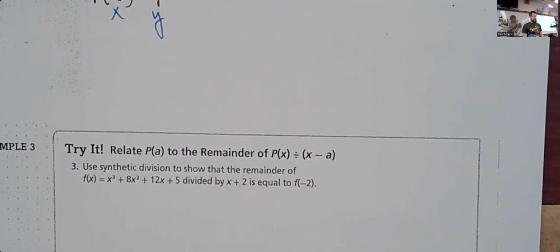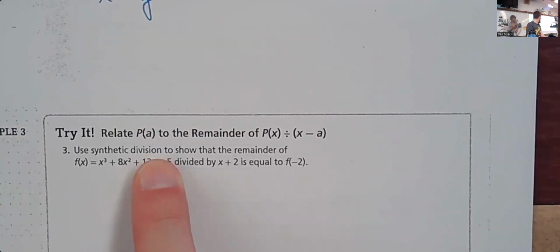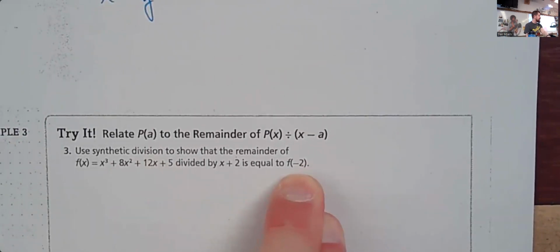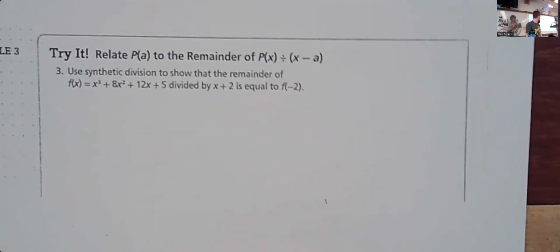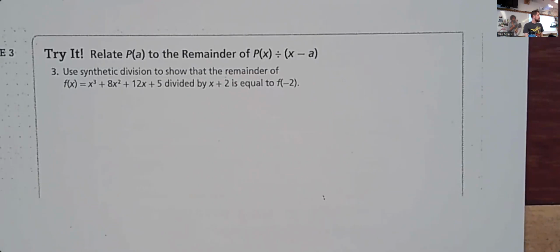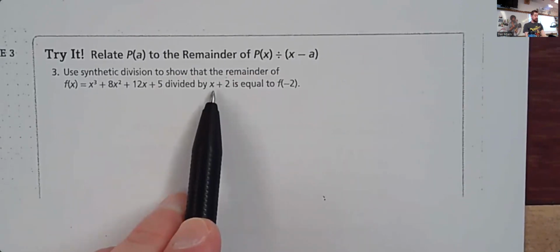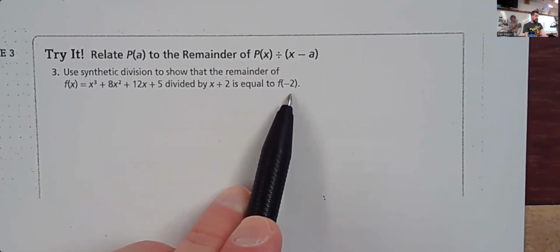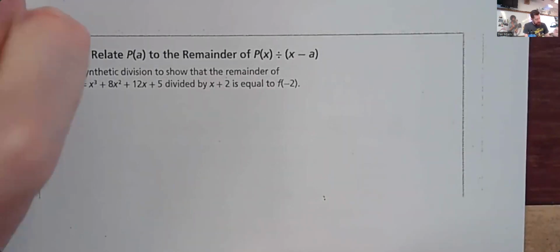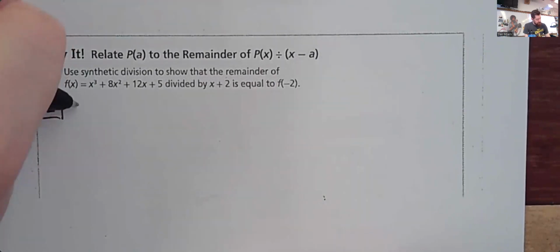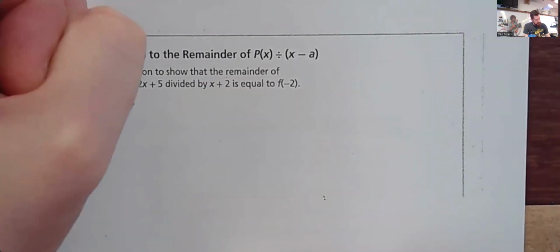So we are going to use synthetic division to show that the remainder is actually equal to the Y value when you plug in -2 for X into the original function. So let's go ahead and set up our synthetic division. What does A equal? A equals -2, which you can see right here, you're going to evaluate the function for -2, which tells you what the value of A is. So we use -2, and then our coefficient values are 1, 8, 12, and 5.